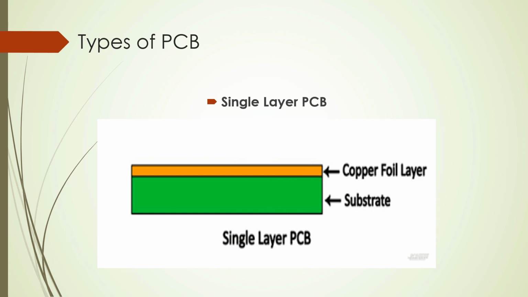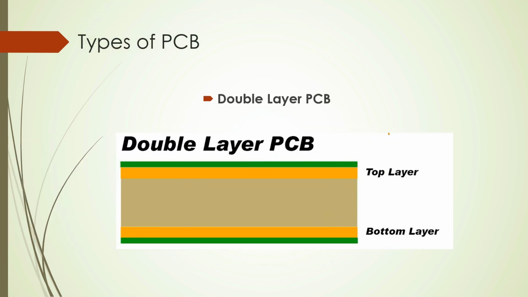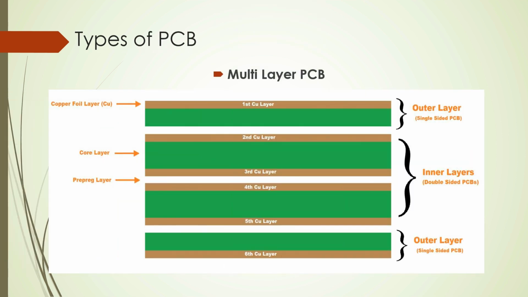This is the single-layer PCB in which there is a single copper foil layer on a substrate. Here you can see a double-layer PCB that has two copper layers, and between these copper layers is substrate. This is the multi-layer PCB. It has multiple layers of copper.